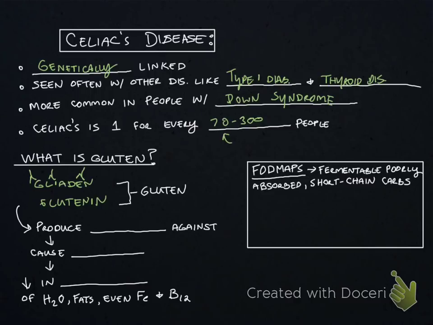And when we produce antibodies, we get inflammation. And the inflammation in the walls of our intestines will, in turn, decrease absorption. So people with celiac disorder will have a decrease in the absorption of water, so they're often really dehydrated, decrease in absorption of fats, and even iron and vitamin B12. Okay.